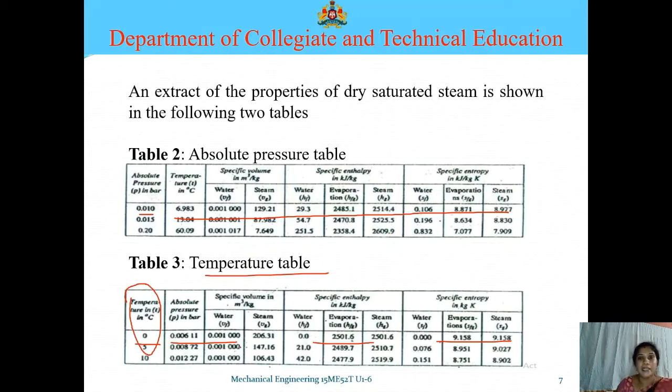Similarly, the second type of table is the temperature table, where the temperature will be the dominating property of steam. By seeing the temperature, the corresponding values for other properties of the steam can be estimated. Then what is the use of this steam table? Steam table helps us to reduce the manual calculations. It gives the exact value of the sensible heat, maybe a latent heat, like that.